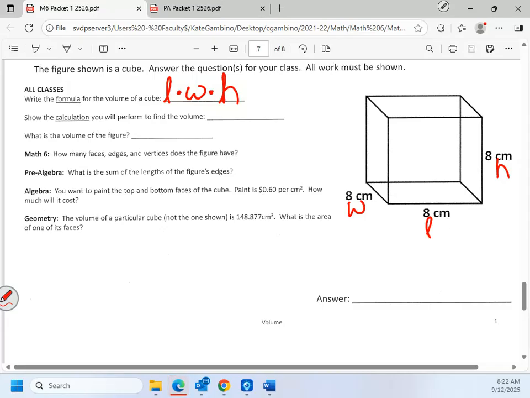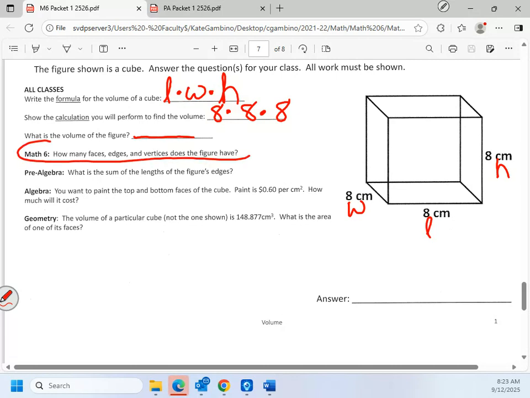Our second line will always say, show the calculation you're going to perform to find the volume. What are you going to put into your calculator to find the answer? So we're going to put our numbers in for those letters. Our length is 8 times our width, which is 8, times our height, which is 8. And then that next line, it says, what is the volume of the figure? Put those operations into your calculator, write the answer on the line right here. What is that volume?